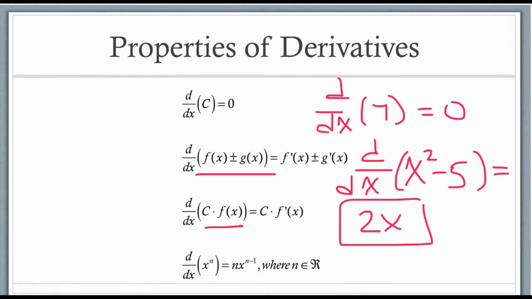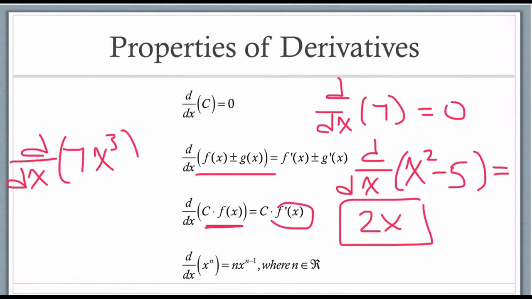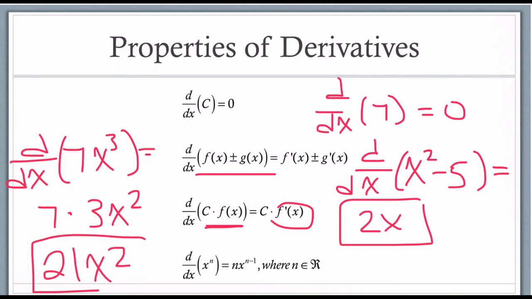If I have the derivative of a constant times a function, I still take the derivative of that function and then multiply it with the constant. So if I have the derivative of 7x cubed, well, the derivative of x cubed is 3x squared. I'm still going to multiply that with 7, so 21x squared.